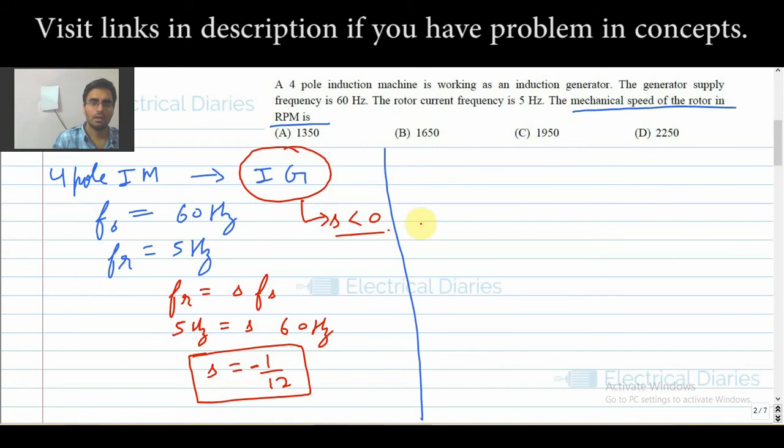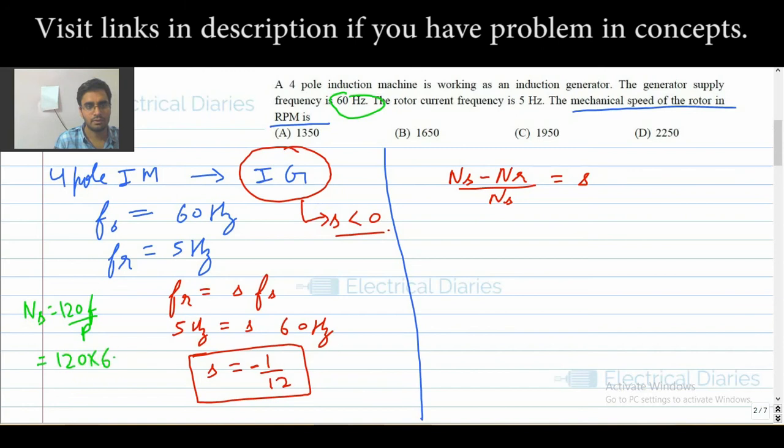Okay, now one thing we know is this relation: (NS minus NR) by NS is equal to S. So from this relation you can easily find out NR. Just put the NS you have to find out. I hope you know how to find NS. NS is the synchronous speed, that is 120 F by P, and the frequency of the generator supply is 60 Hz. So we will use this frequency.